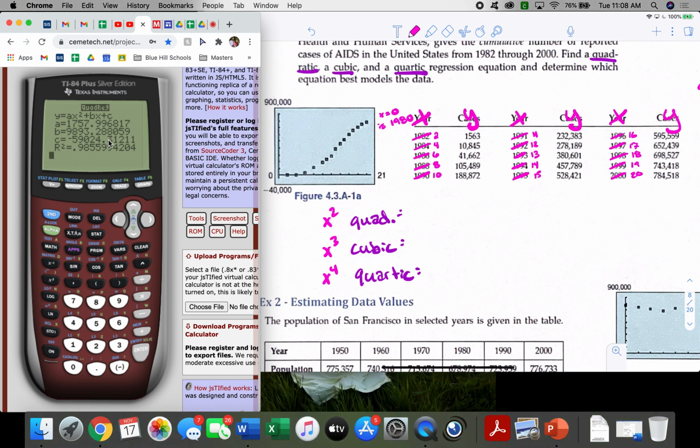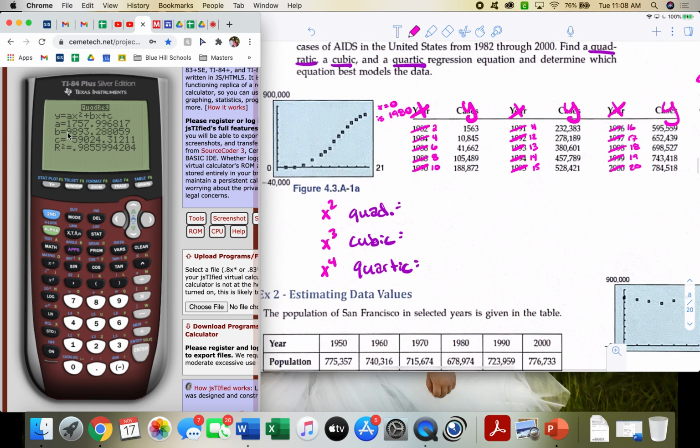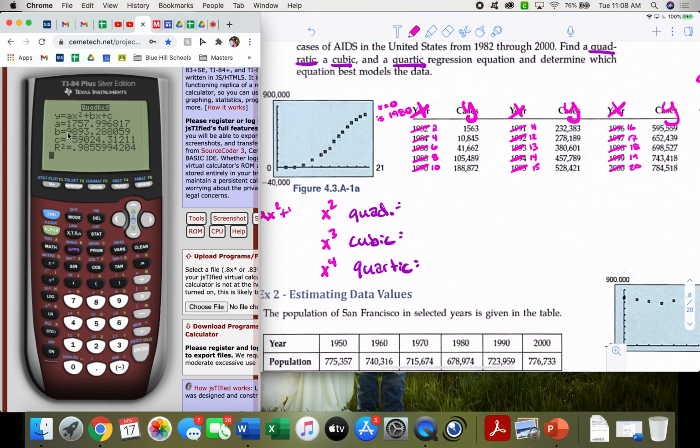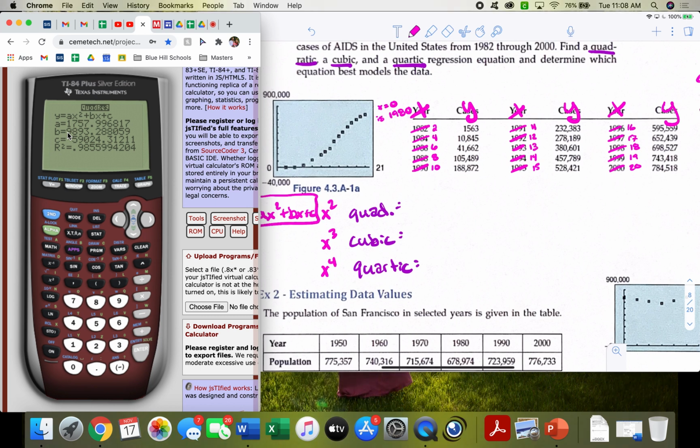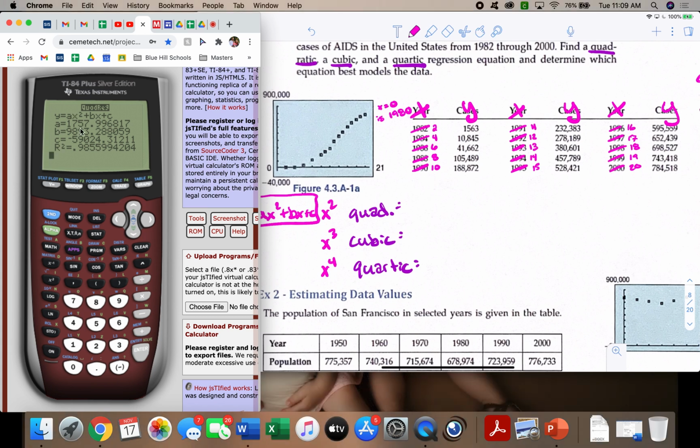All right, so the way that this is set up in my calculator, it says y equals ax squared plus bx plus c. Isn't that what it says, the top thing in your calculator? And then down here it says a, b, and c. So a is this number, b is this number, c is this number. So we're going to write that in.